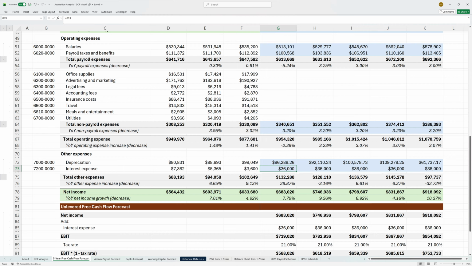Then for interest, we'll assume this is interest on debt financing. And as you can see, Evergreen has carried very little debt and paid very little interest in the past.